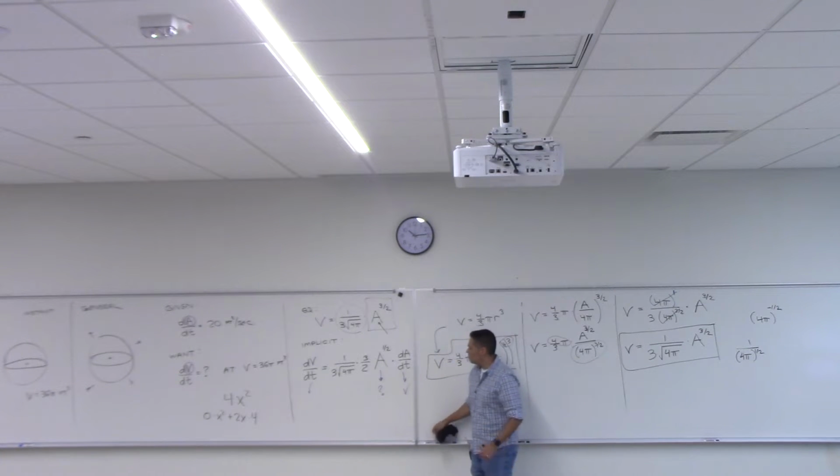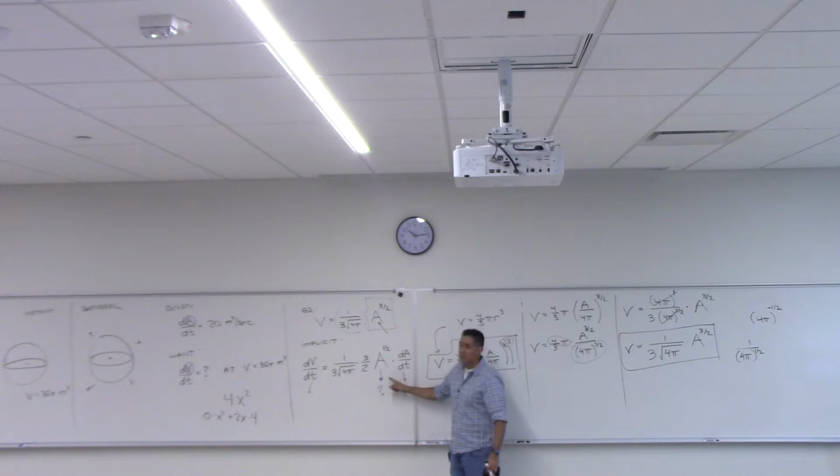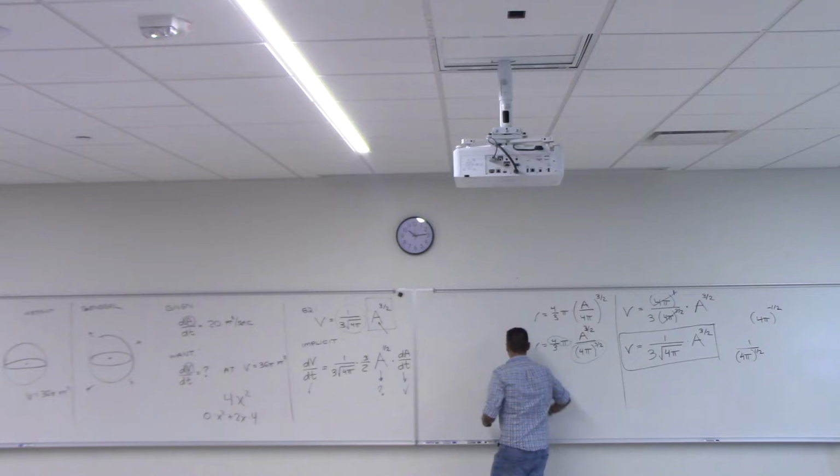So in order for me to answer this question, to figure out what dV/dt is, I'm going to need to know what A is. So time for us to go find A. We need A.